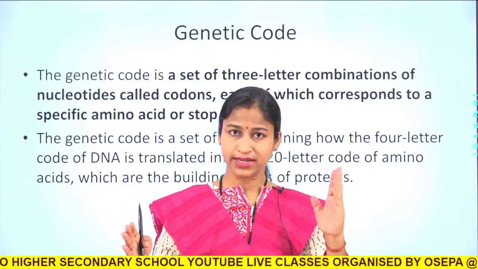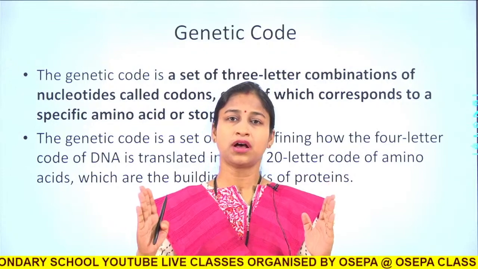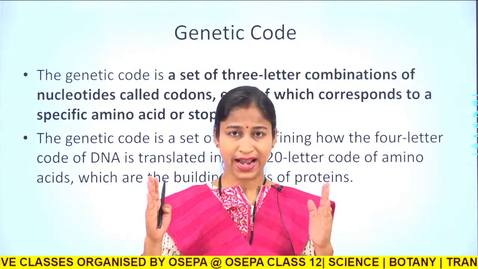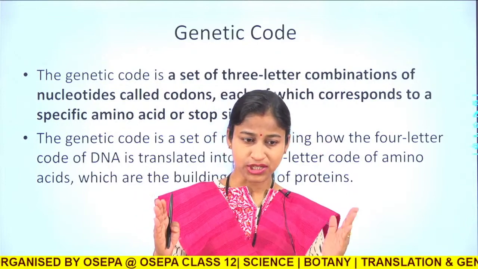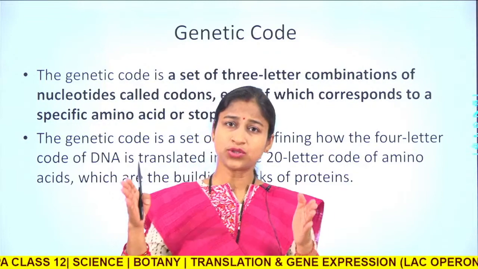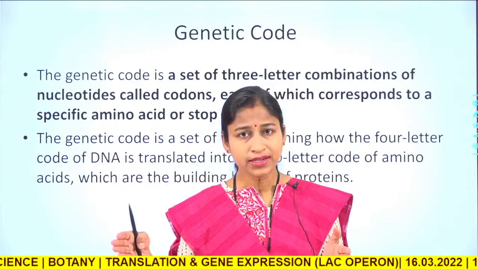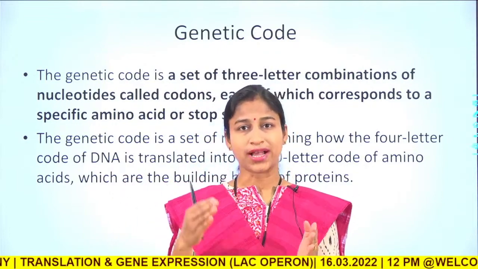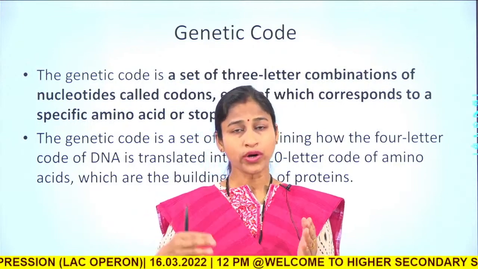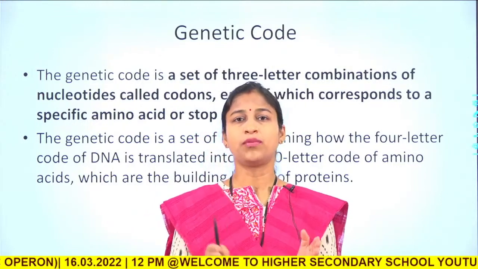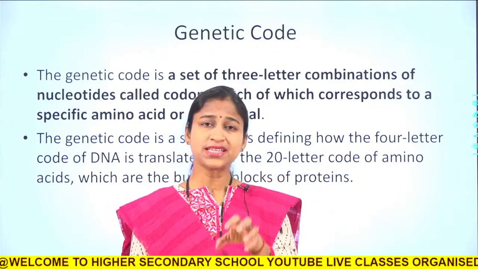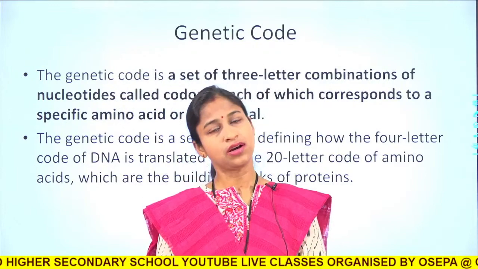It starts at the initiation codon and stops at the stop codon or termination codon, and within that region, from the initiation codon to the stop codon, whatever sequence is there on the mRNA transcript will be coded into amino acids in the form of triplet codons. So this is explained by the genetic code.